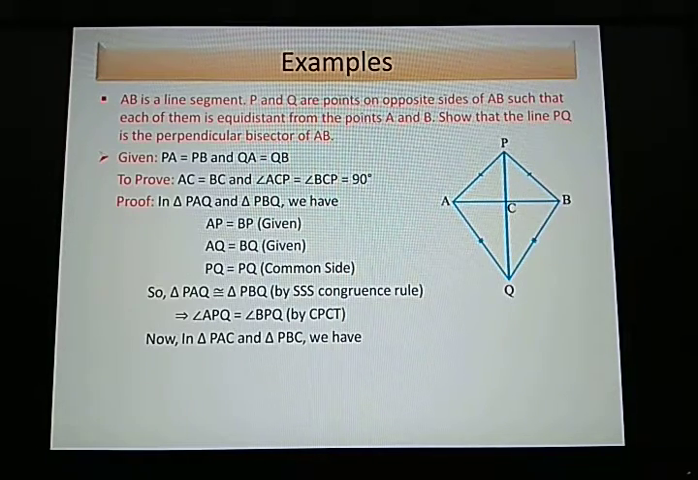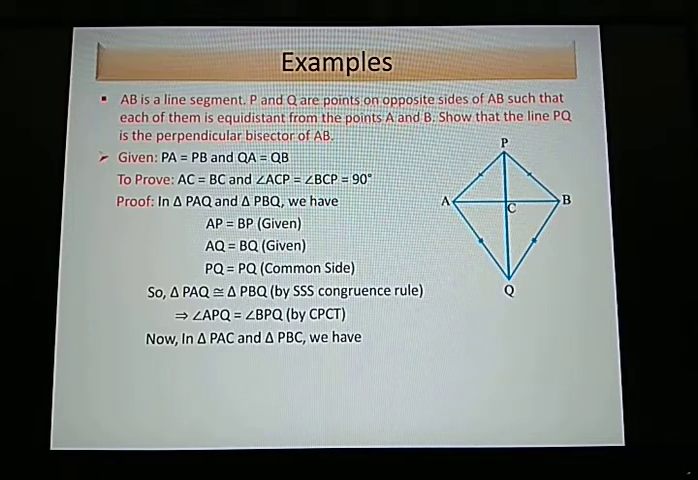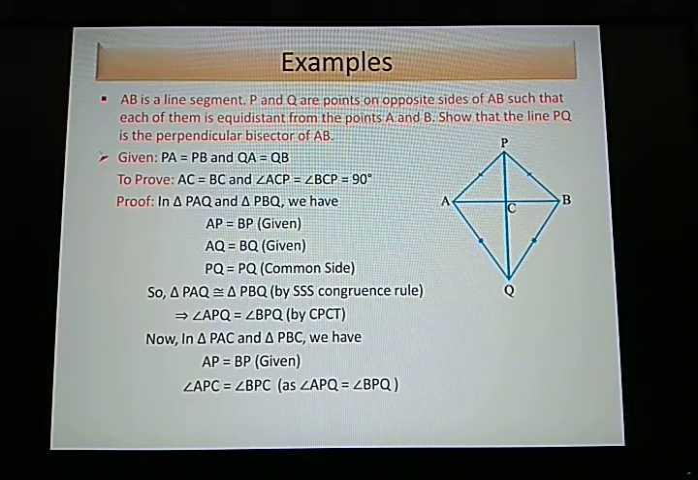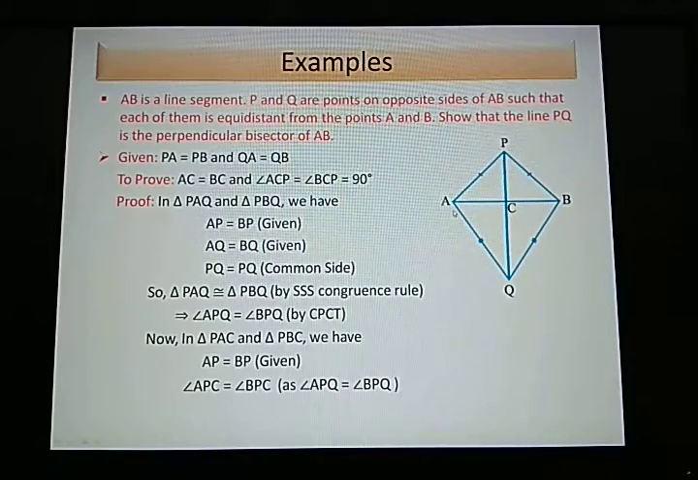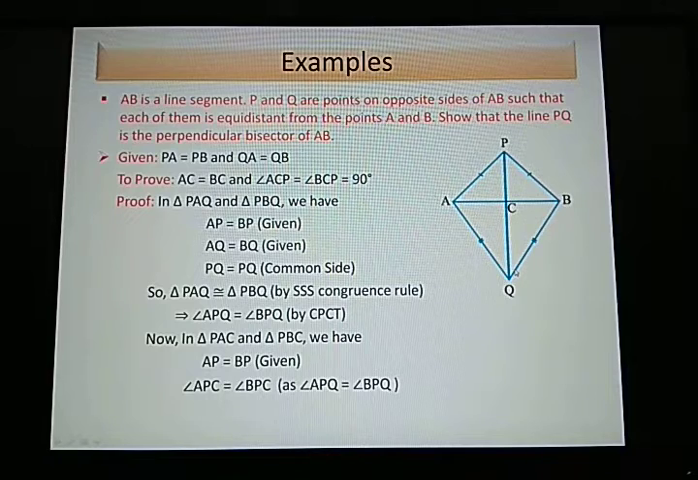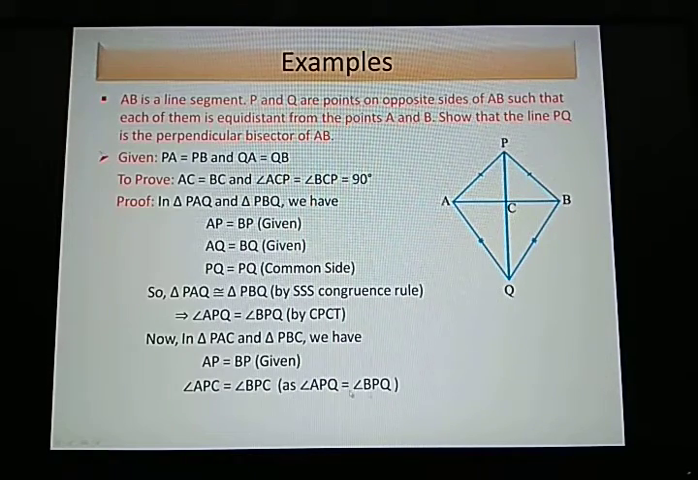Now, again in triangles PAC and PBC, what things are common? AP equals BP, and angle APC is equal to angle BPC. Okay, now if you see here, APC and APQ, are they not the same angle? Yes, they are. Just this C has been extended to Q. That's it. But the angle remains the same. So instead of writing APQ, we can now write APC, and instead of writing BPQ, we can write BPC. So we can write angle APC equals angle BPC.